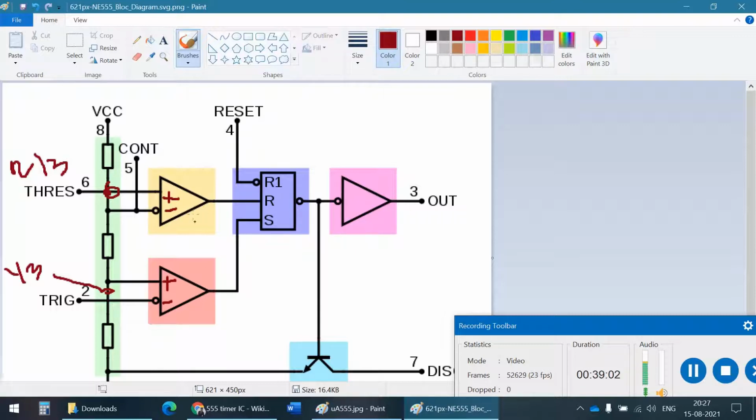So basically there are 2 comparators, and they are fed into an RS latch. Now RS latch is pretty simple. There's a reset and a set. If you set it, then the output is high. If you reset it, the output is low. And there's an external reset as well. And this is just fed to an output buffer, which is either high or low.